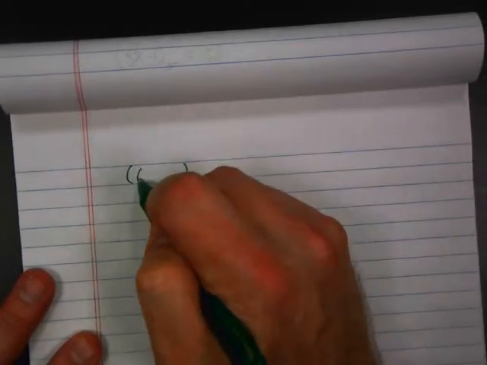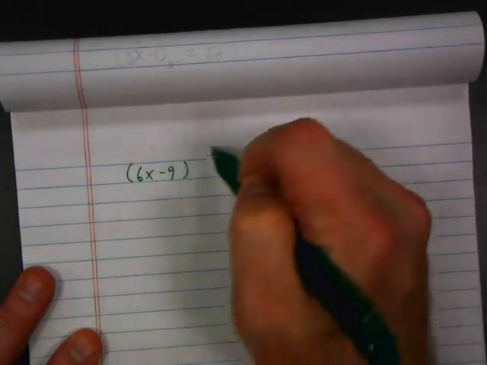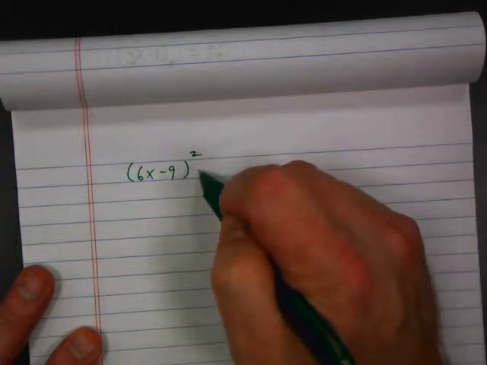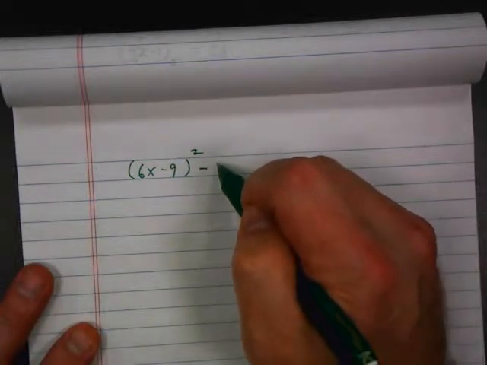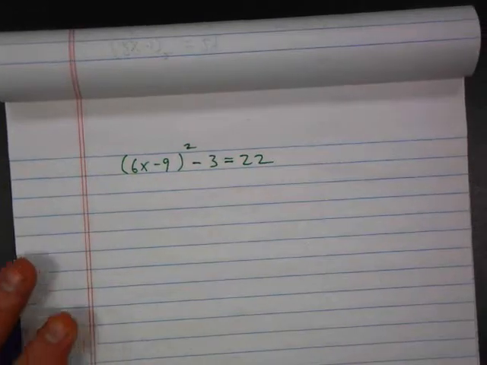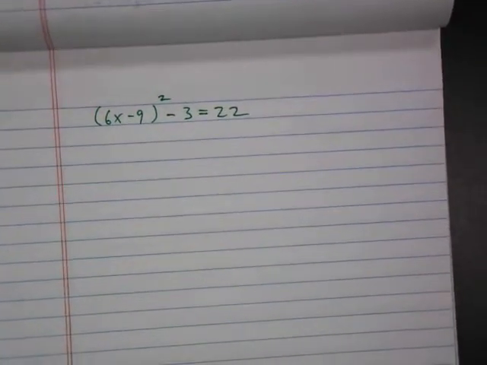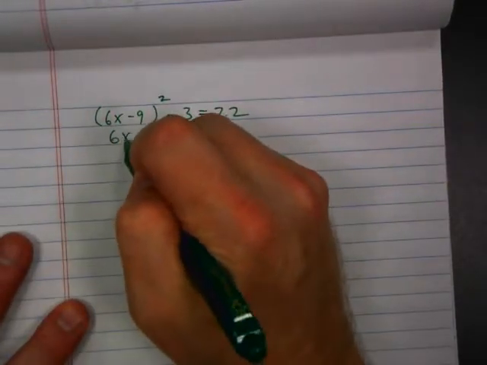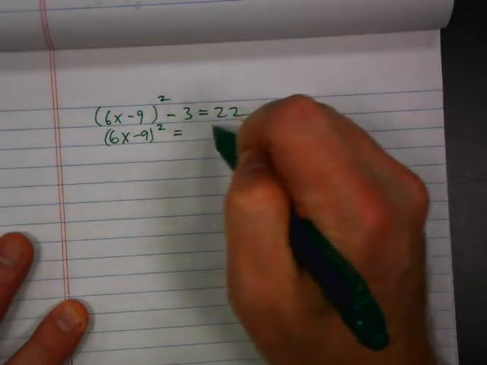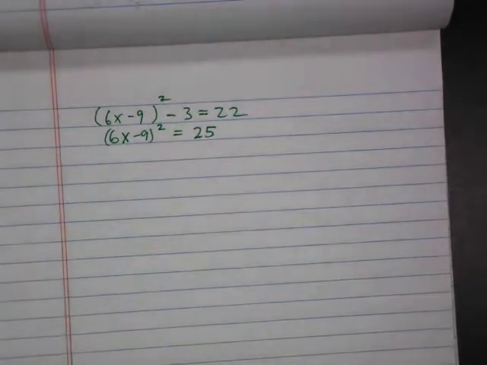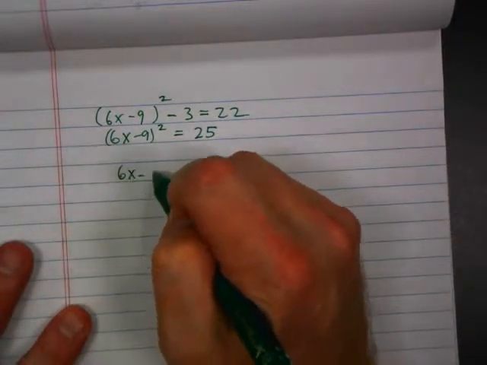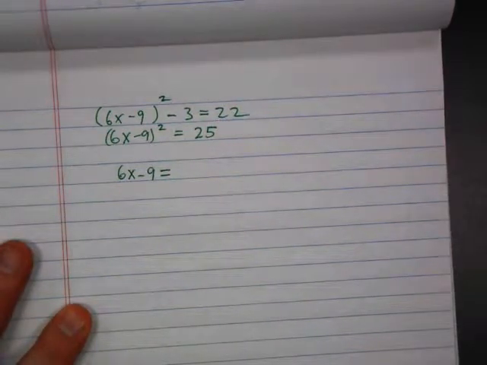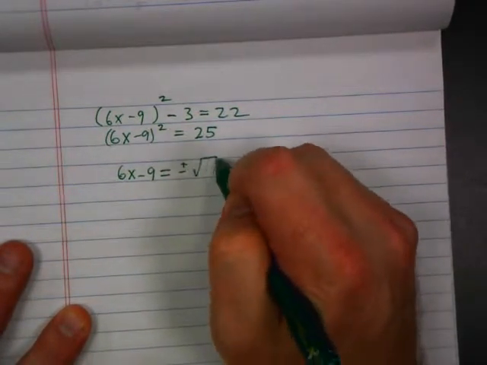6x minus 9 squared minus 3 equals 22. How would you begin? Plus 3 on both sides. Okay, so 6x minus 9 squared equals 25. Square root it. So 6x minus 9 equals plus or minus square root of 25.